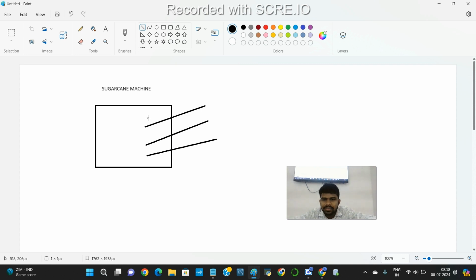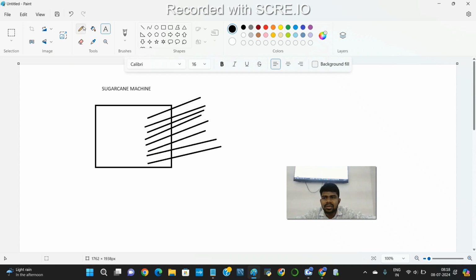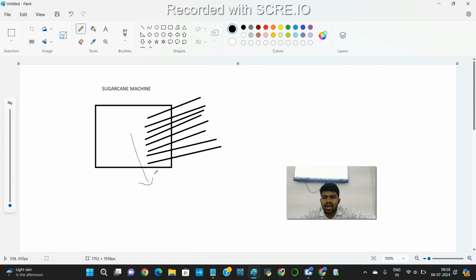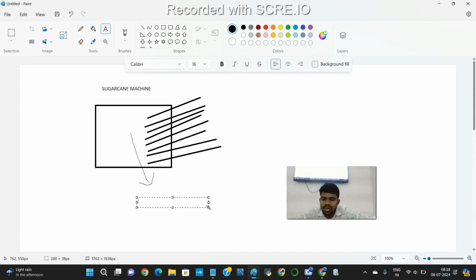In a similar way, a function is a block of code which can be reusable, or it will give some output for a given set of parameters. So I can call this sugarcane machine a function, simply in a real-world way.